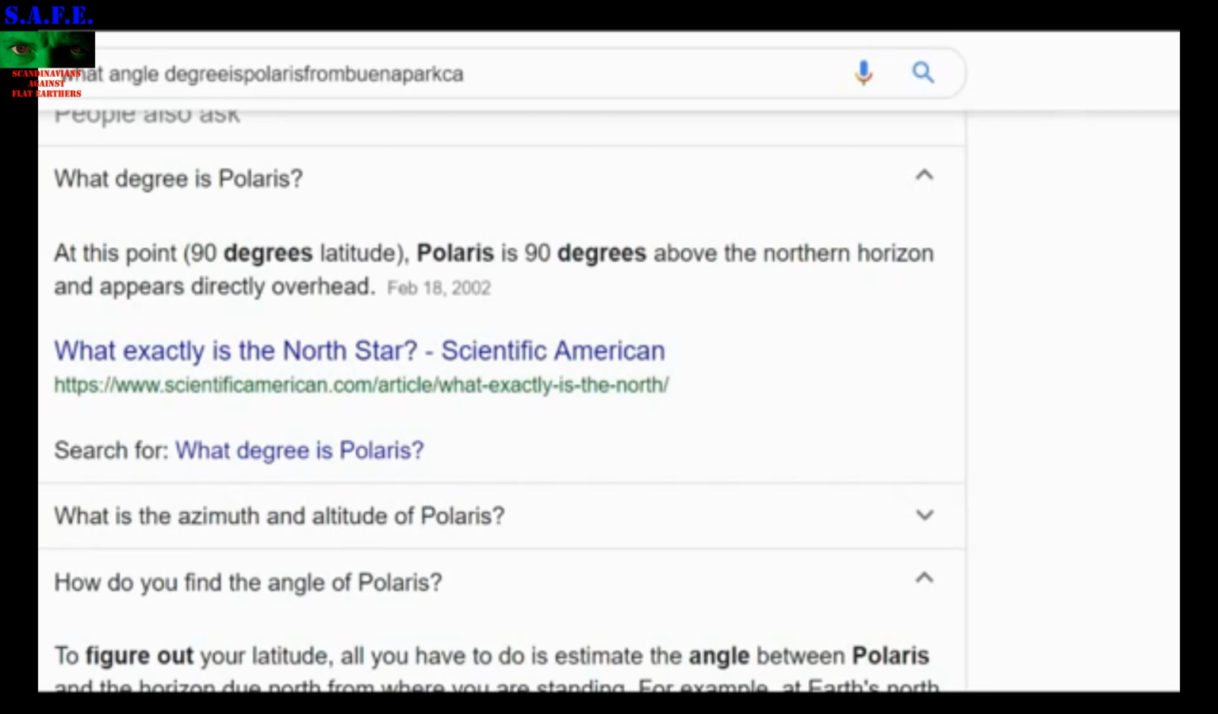15, 20 degrees. So, I don't know. That's clear. You don't know. Exactly. But in their model, it says the angle between Polaris and the horizon due north from where you are standing. That's to find out your latitude. All you have to do is estimate the angle between Polaris and the horizon due north from where you are standing.